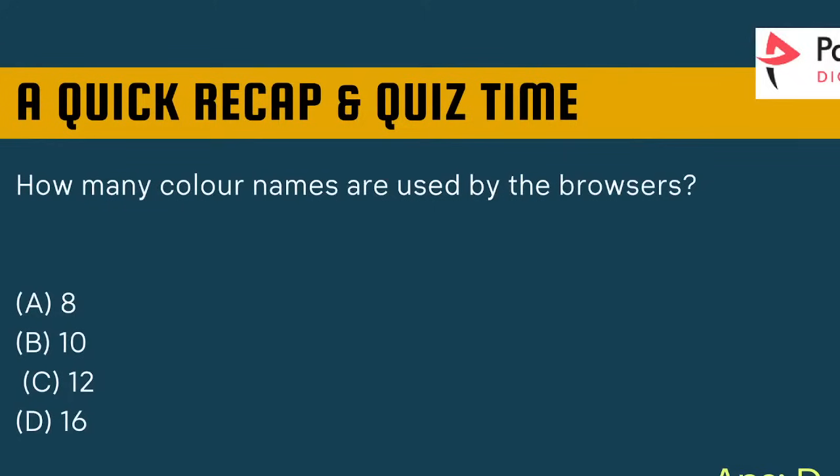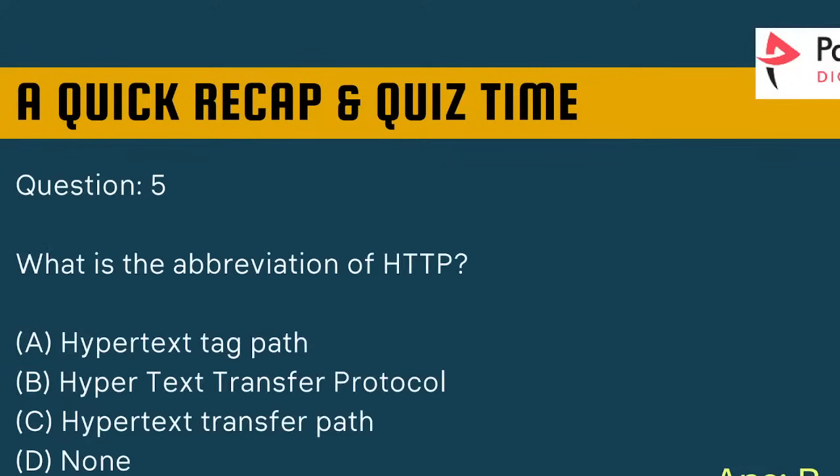Hypertext documents. How many color names are used in the browser? We can use overall 16 color names. Okay. Next, what is the abbreviation of HTTP? Hypertext Transfer Protocol.